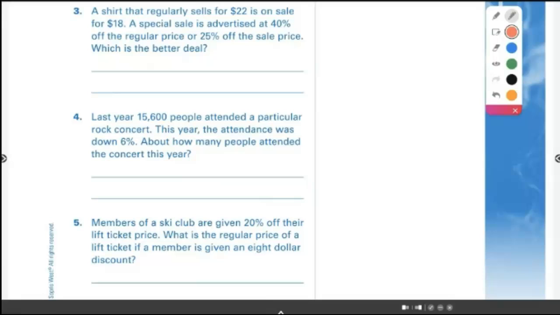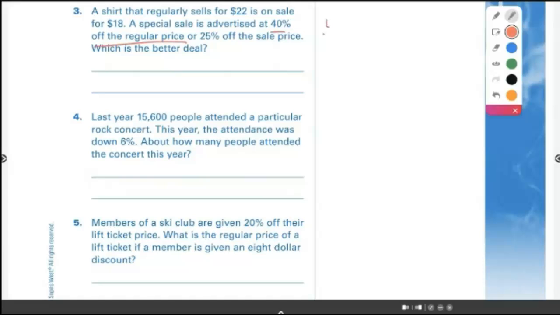A shirt that regularly sells for $22 is on sale for $18. A special sale is advertised at 40% off the regular price or 25% off the sale price. Which is the better deal? All right, so let's start with 40% off the regular price. What's the regular price? 22. There's a lot of work for this problem. I'm just warning you, okay? So we're going to figure out what is 40% off the regular price.